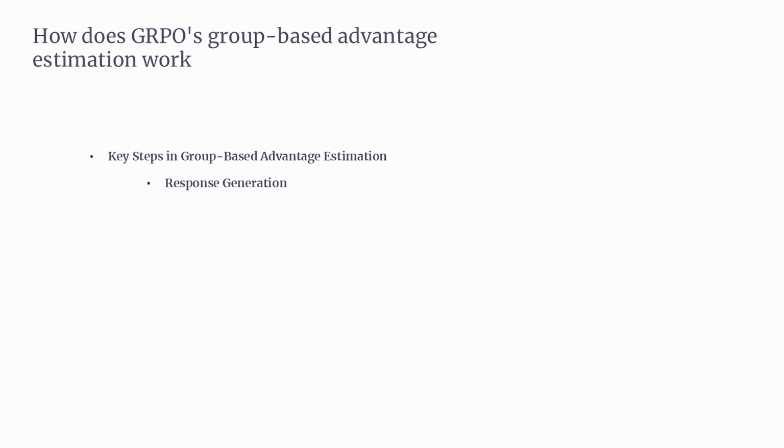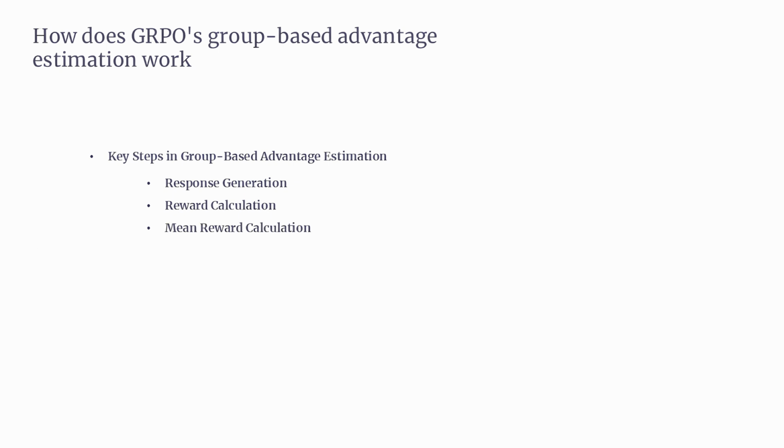1. Response generation. For every prompt, GRPO generates a group of multiple responses. Typically, this could mean generating around 64 samples per question using the current policy model. This group of responses allows the model to explore different possible answers to a prompt. 2. Reward calculation. Each of these responses is then scored using a reward model. This model evaluates how well the response performs based on various criteria, such as accuracy and coherence. Essentially, it's assessing how good each response is.